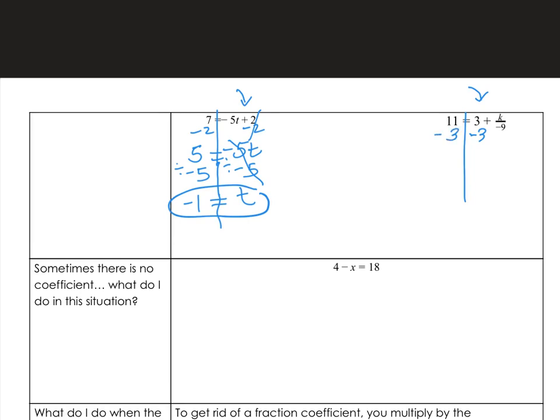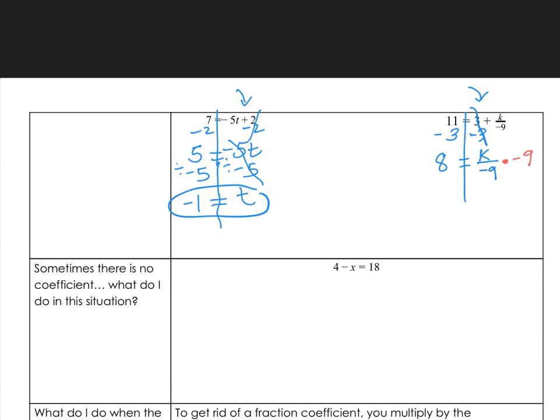So a positive 3 and a negative 3 are going to cancel out. I'm going to copy the rest of my right-hand side of my equation down. And 11 minus 3 is going to give me 8. All right, so now I need to isolate my variable. K is being divided by -9. So in order to get K by itself, I have to do the inverse, the opposite of the current operation. So that means I need to multiply by -9.